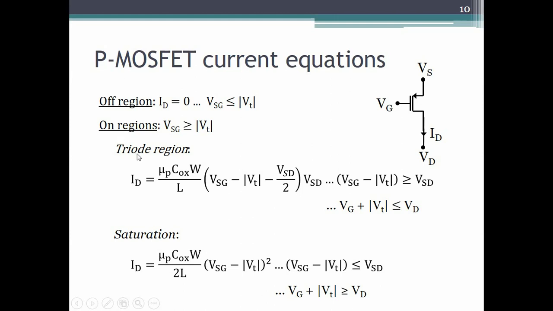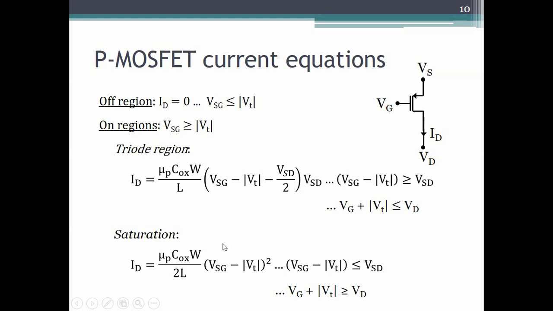On regions: for triode, VSG is greater than |Vt| while this is on. Within it, triode is ID = mu p Cox W by L, same as the NMOS, times (VSG minus |Vt| minus VSD by 2) into VSD. And the condition is VSG minus |Vt| greater than or equal to VSD, which can be written like this if we remove the S, the source terminal. And similarly for saturation, ID = mu p Cox W by 2L times (VSG minus |Vt|) the whole squared. Alright, so this is the simple MOSFET model.